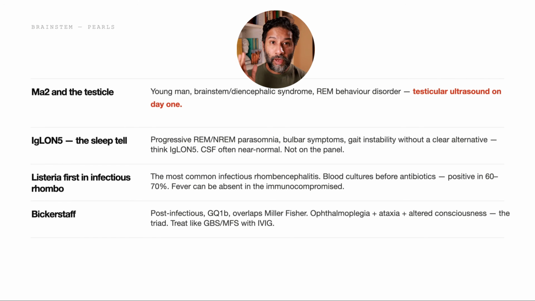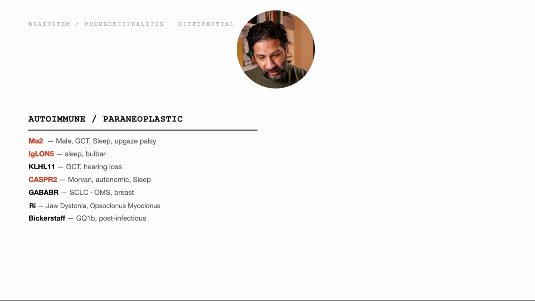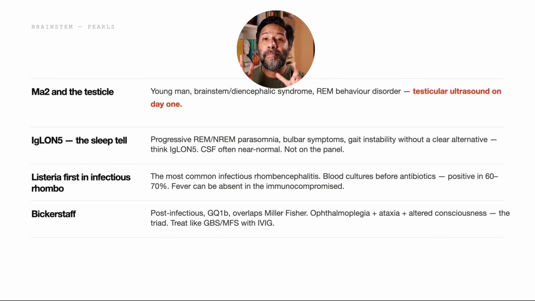So takeaway points, MA2, somebody presents in that syndrome, always think about testicular cancers because you saw here Kelch can do this as well as MA2. In women with anti-Ri, we think about breast cancer and ovarian cancers as well. And PET scans can miss testicular cancers, and so we need to do ultrasounds as well.